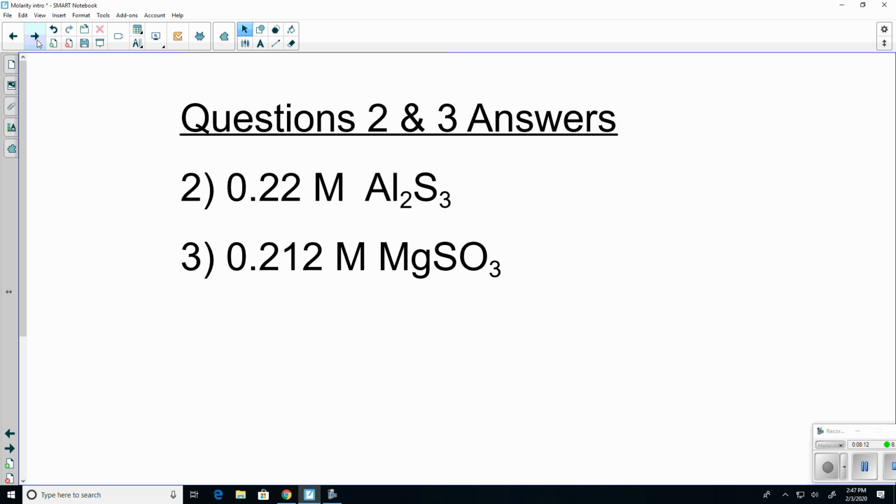You can see here are the answers to the 2 questions on the bottom of the board, or on the bottom of that sheet of paper rather. Again, I abided by sig digs. I wrote down my unit of capital M, but I also wrote down the formula.